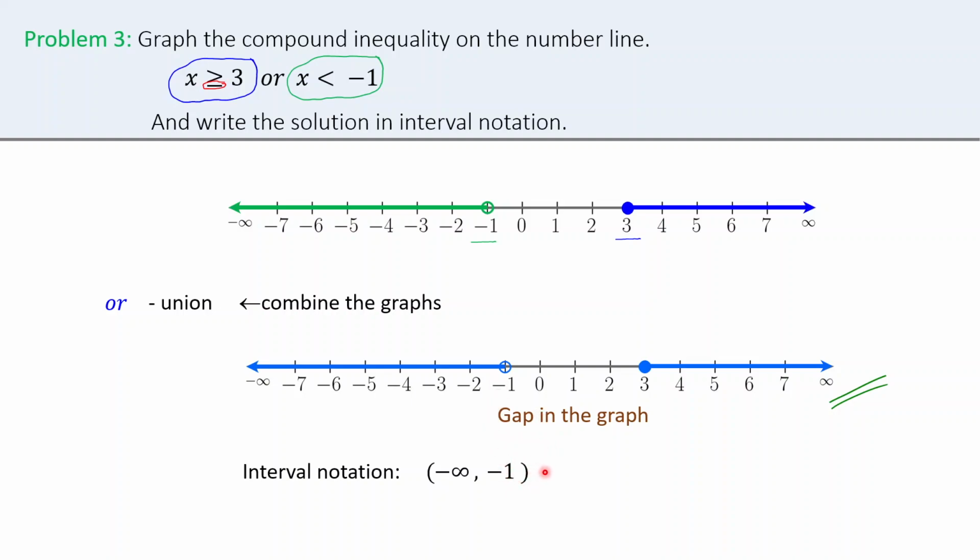Now put the union symbol because we are going to combine these two parts. Now write the interval notation of this part. 3, comma, infinity. This is filled circle. So you need to put a bracket for 3. For infinity, put a parenthesis. This is the interval notation of the solution.